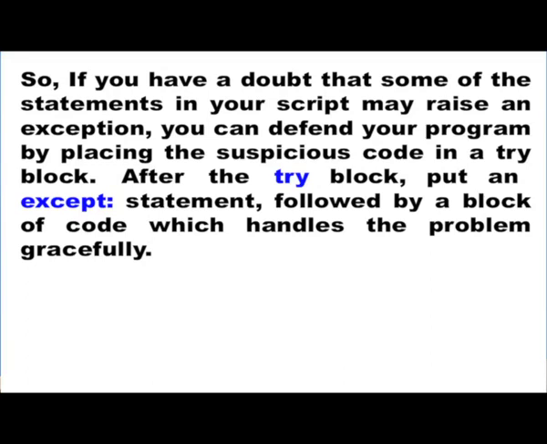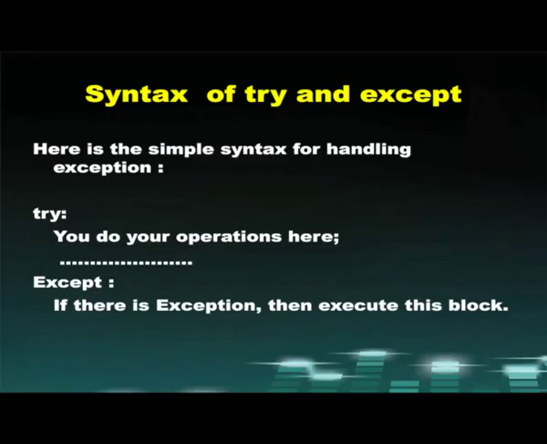When you think that you have a code which can produce an error, then you can use exception handling. So, if you have a doubt that some of the statements in your script may raise an exception, you can defend your program by placing the suspicious code in a try block. After the try block, put an except statement followed by a block of code which handles the problem gracefully. Have a look on the screen for the syntax of using try and catch.